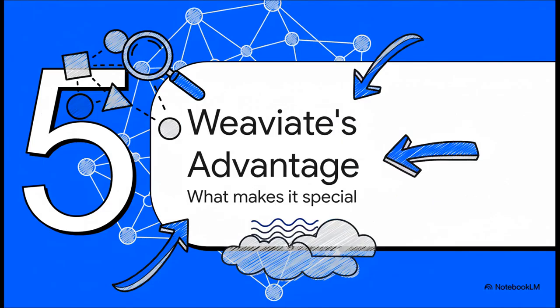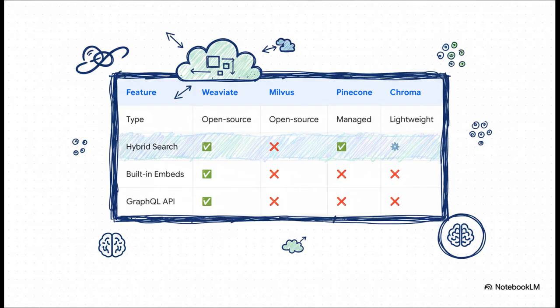Now, let's be real. Weaviate isn't the only player in the game. It's a growing space. So, what's its secret sauce? How does it stand out from the crowd? So, looking at this chart here, a couple of things really pop out. First, Weaviate is open source, just like Milvus and Chroma.